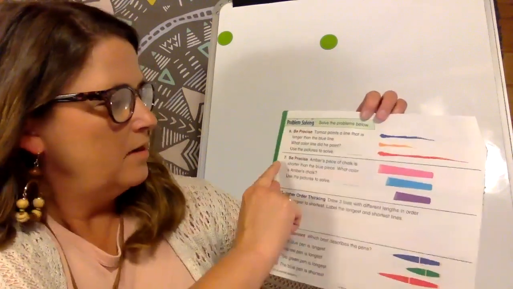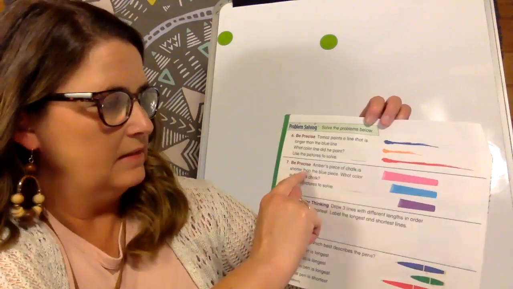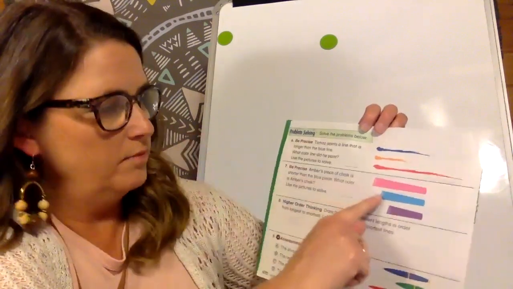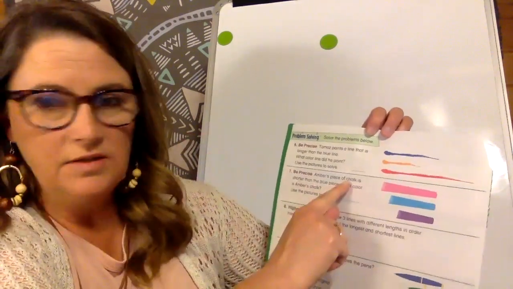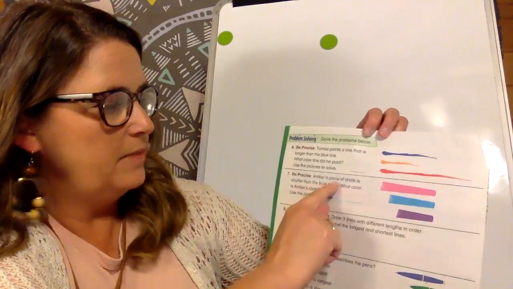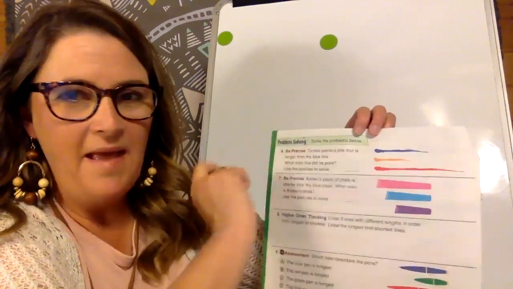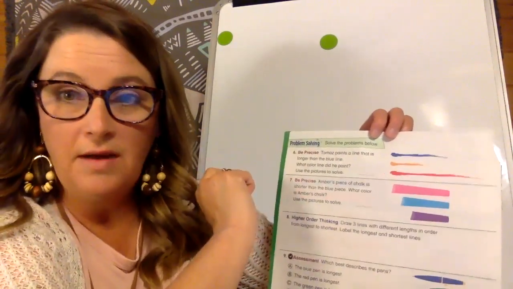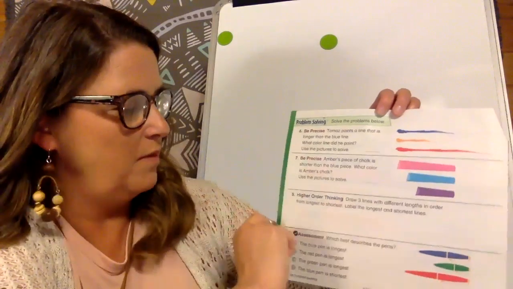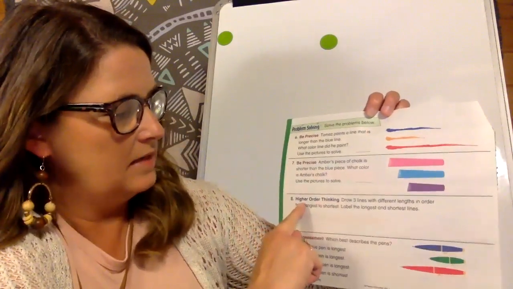Okay. Number 7, again, they want you to be precise. They're looking for the exact answer. Oh, now we know what these are because it tells us right here. Amber's piece of chalk is shorter than the blue piece. What color is Amber's chalk? Use the pictures to solve. So again, you're going to write a color word. It's either pink, blue, or purple. And I bet you could use your markers or your crayons to find out how to spell those words if you wanted to.